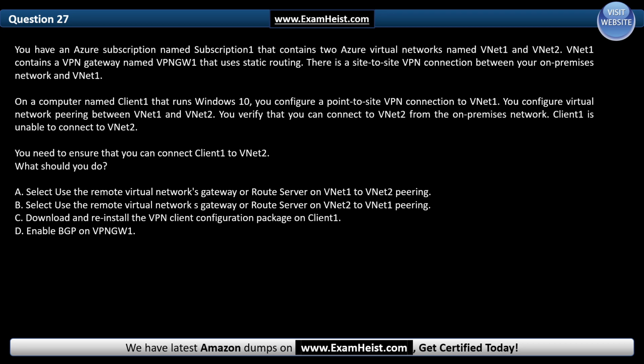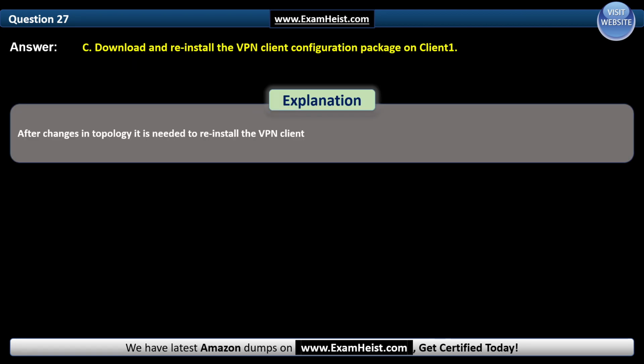The correct option is C. Download and reinstall the VPN client configuration package on Client1. After changes in topology, it is needed to reinstall the VPN client.